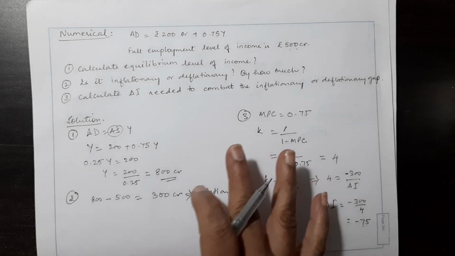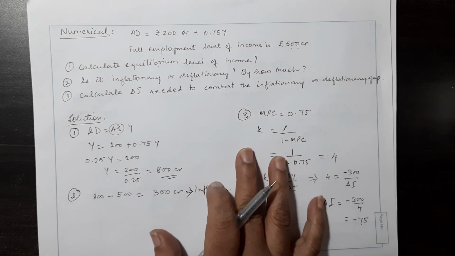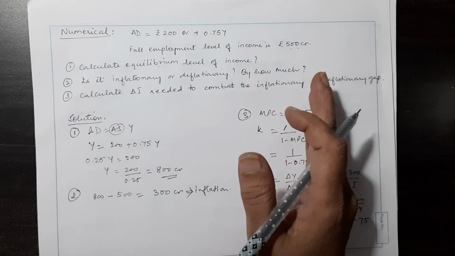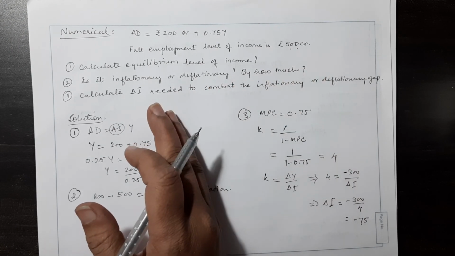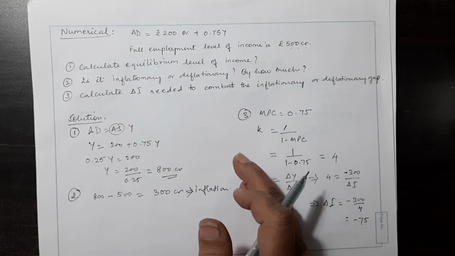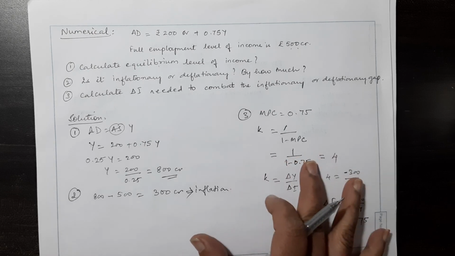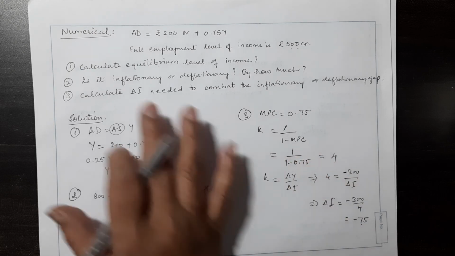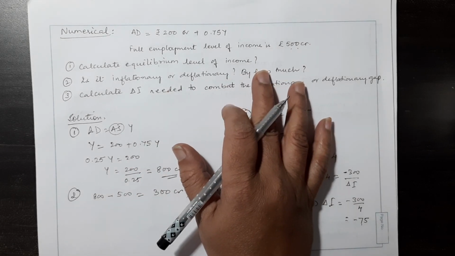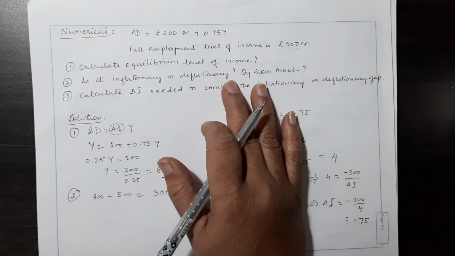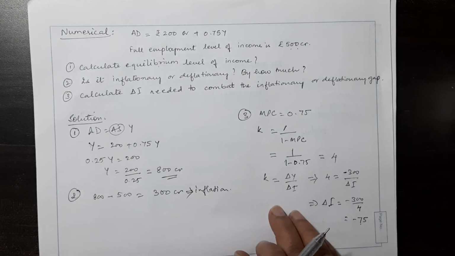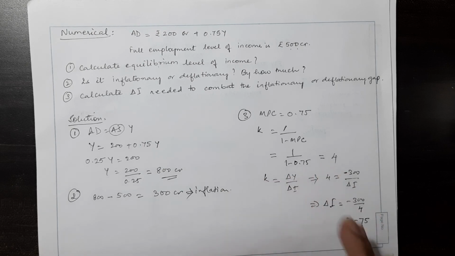So what is very important over here is the graphs. From the equilibrium point, onto the right you have the deflationary gap, onto the left you have the inflationary gap. And the fiscal policy and monetary policy measures to combat those two situations are very important. And I have shown you one numerical: how to find the equilibrium level, whether it is inflationary or deflationary, and how to calculate the change in investment to combat the inflationary or the deflationary gap.